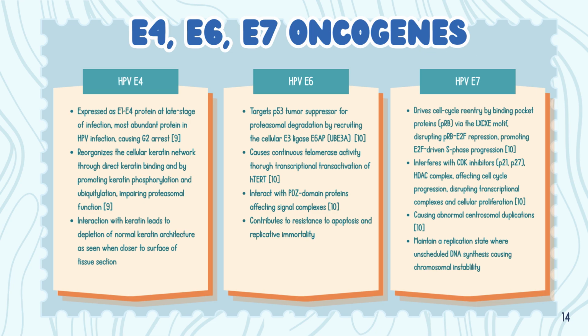E7 proteins target pRB, which is also a tumor suppressor, the retinoblastoma tumor suppressor. When bound to pRB, it prevents pRB from interacting with the E2F transcription factor, causing the factor to not be able to bind to the E2F sites on cells, causing continuous cell cycle and S-phase progression.